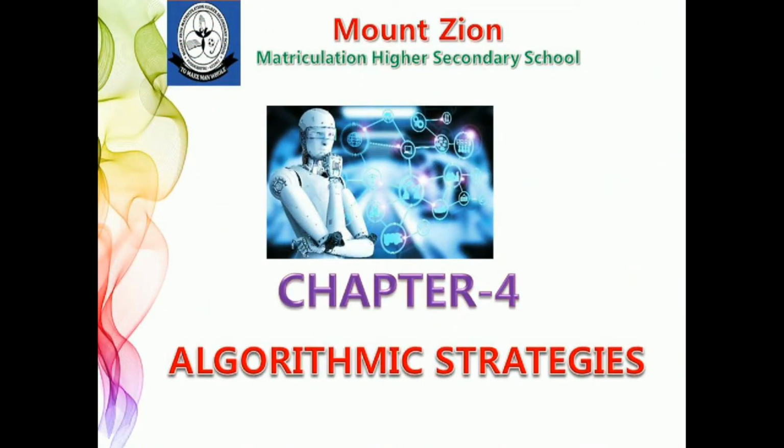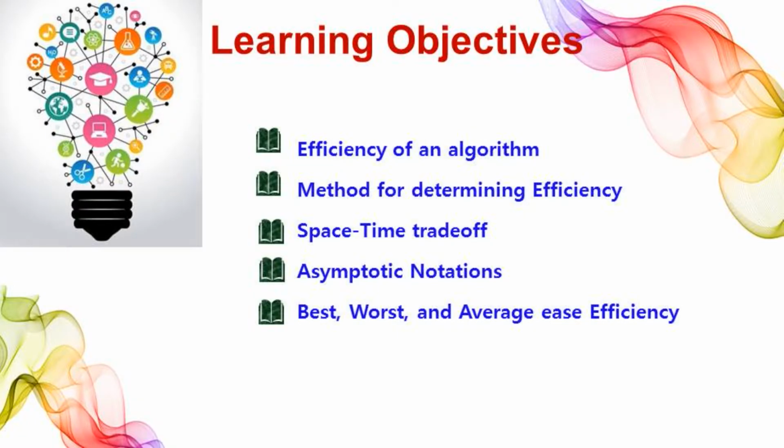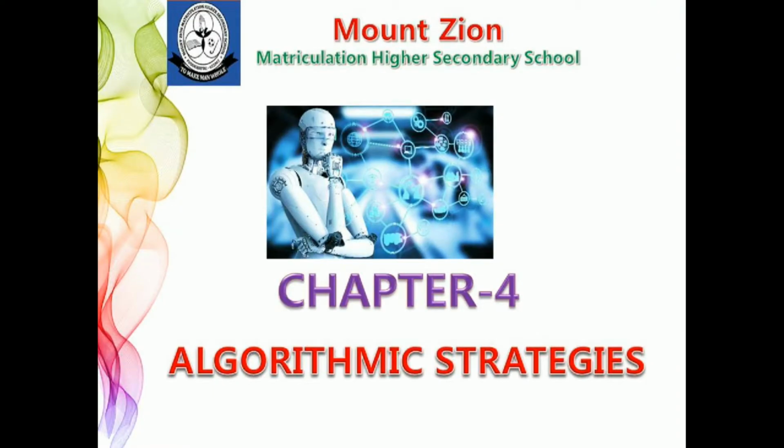Good morning, students. Today we are going to see Chapter 4, Algorithmic Strategies. An algorithm is a strategy that always guarantees the correct answer. A strategy might yield incorrect results.